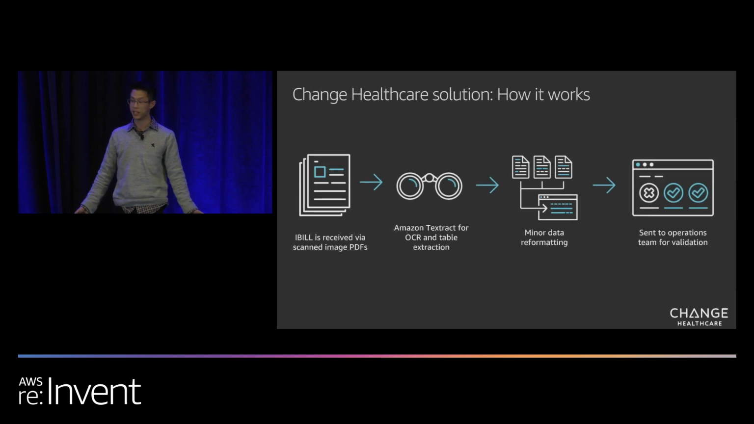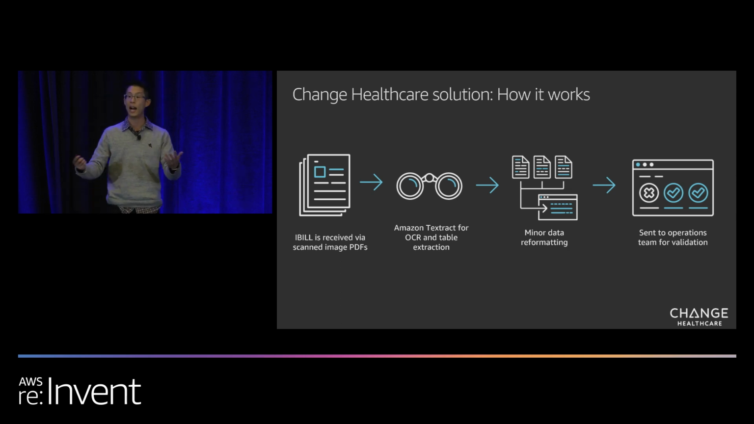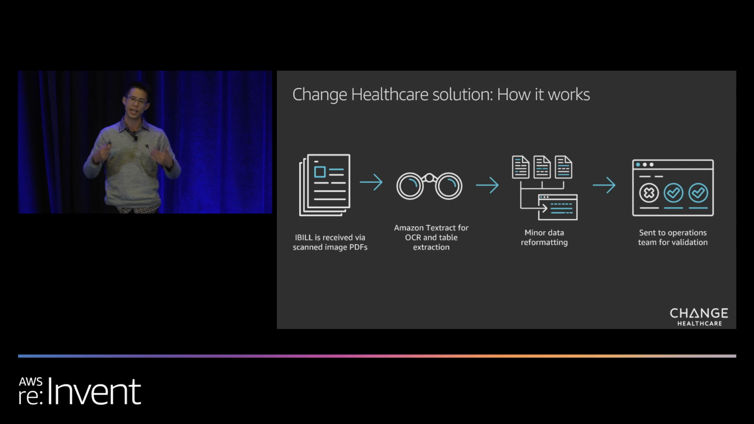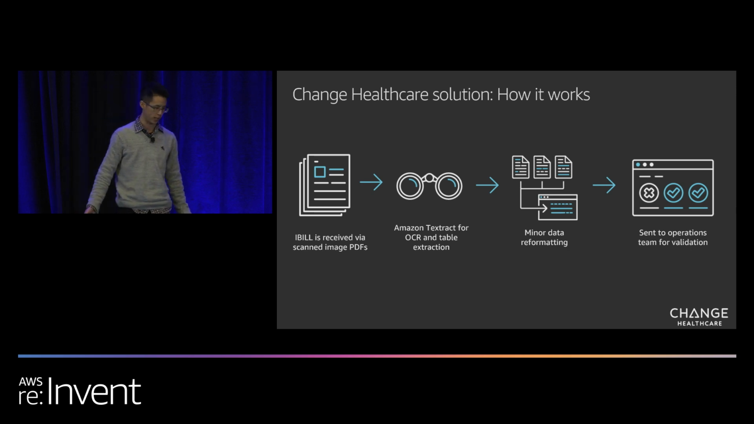So where does Textract come into the problem? Well, Textract helps Change Healthcare really simplify this. Instead of going through any of the complexities, we get iBills. They're scanned in for us. They just drop them as PDFs. We use Textract, OCR, table extract, some minor data reformatting, and then it's just sent to the ops team for validation. So really streamlined process, very simple, very quick.